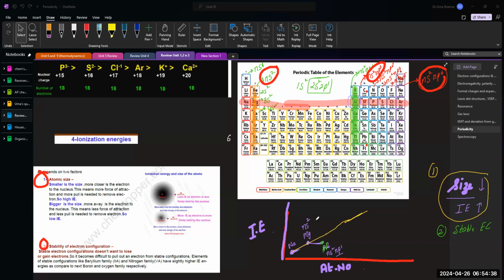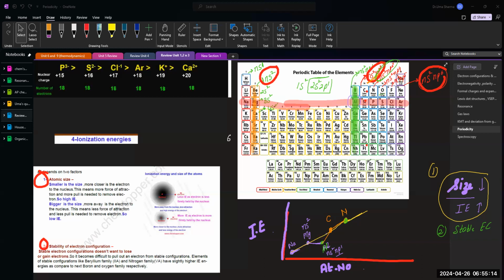Now tell me, where is carbon? Where should I put carbon? Carbon is not falling in the category of stable, so carbon will follow the regular trend. Carbon is here. Where is nitrogen? Nitrogen will go up here. Regular trend. But nitrogen falls in the category of exactly half-filled stable configuration. So nitrogen is stable, half-filled.